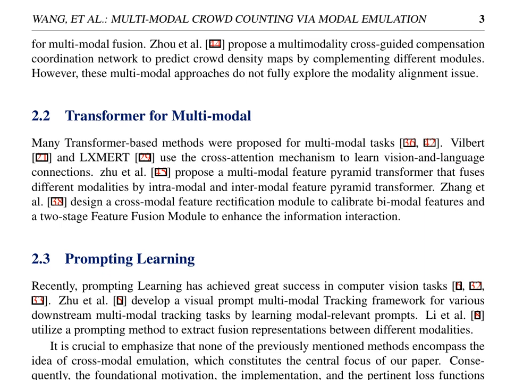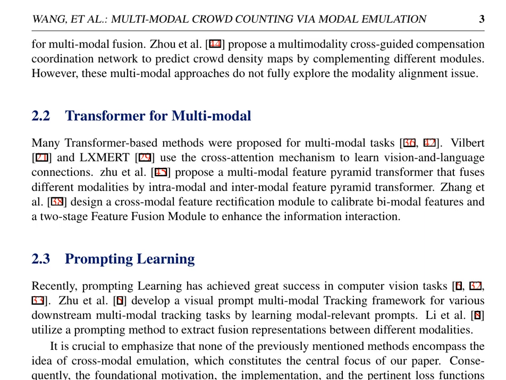The authors also reviewed transformer-based methods for multimodal tasks, such as ViLBERT and LXMERT, which leverage cross-attention mechanisms to learn vision and language connections. They further mention Zhu et al.'s multimodal feature pyramid transformer, which fuses different modalities by intramodal and intermodal feature pyramid transformer. Additionally, Zhang et al.'s cross-modal feature rectification module and two-stage feature fusion module are discussed, which enhance information interaction between modalities. The authors then touch on prompting learning, which has achieved success in computer vision tasks.